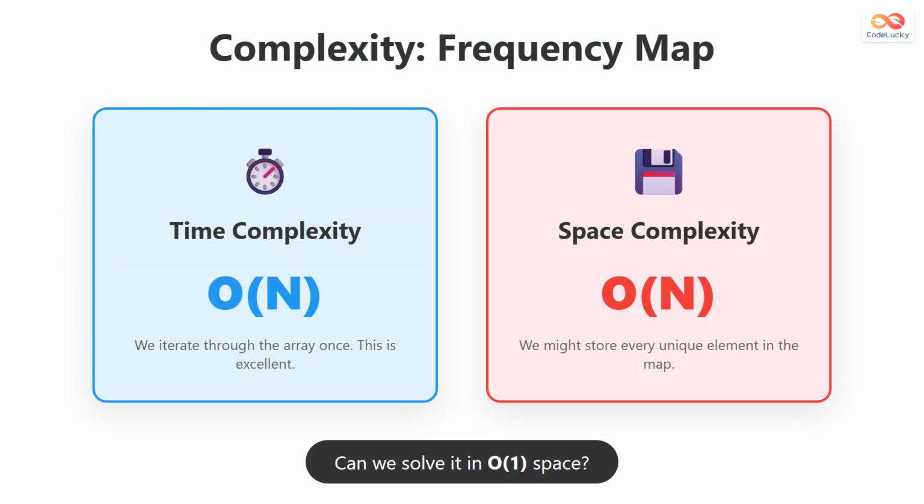While the map approach is simple, let's analyze its performance. The time complexity is linear, or O of n, because we pass through the array once. However, the space complexity is also O of n because, in the worst case, we might store every single unique number in our map. We want to do better than this.